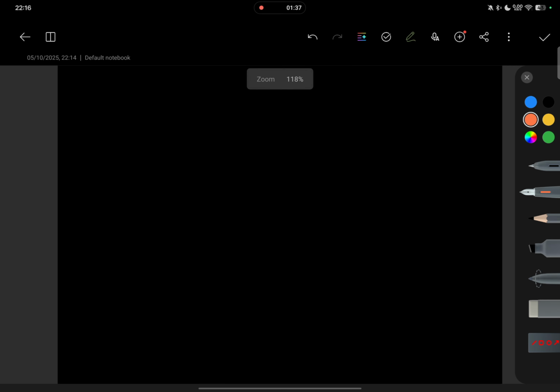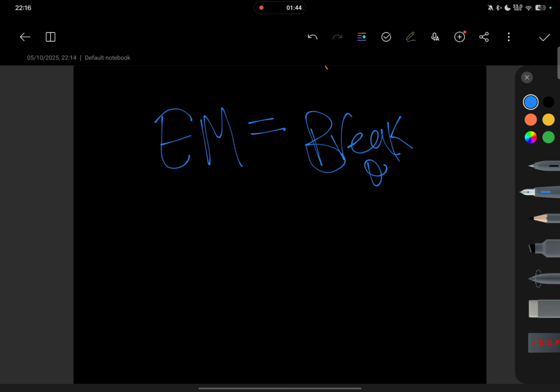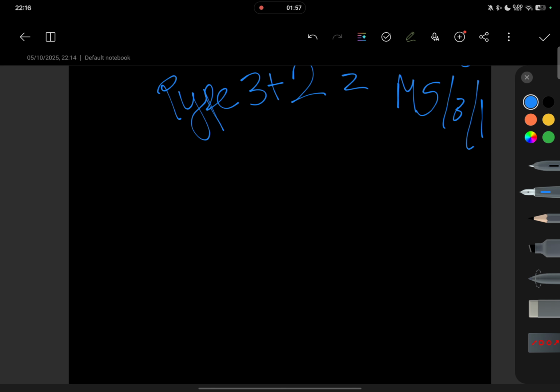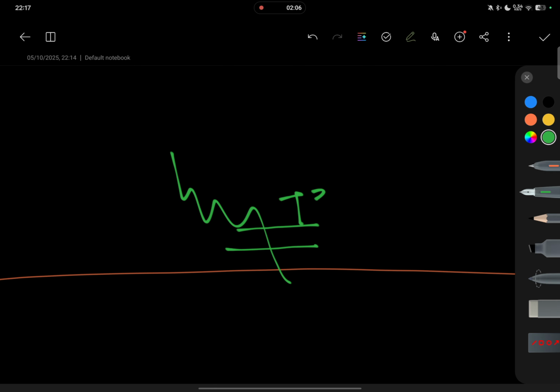For the entry model, it's a breakout. But breakout of what? Breakout of type 3 plus type 2 candles on either time frame M5, M3, M1. It's mostly like this, right here. That's your key level. And when price comes to mitigate it, on the low time frame price will create T3 and T2 candles, and then you wait for price to close above it, and that's your entry.